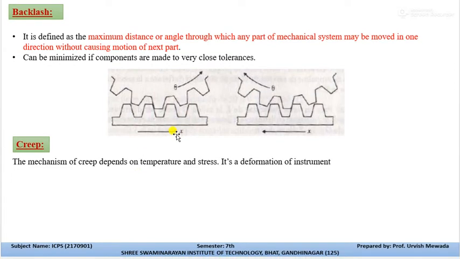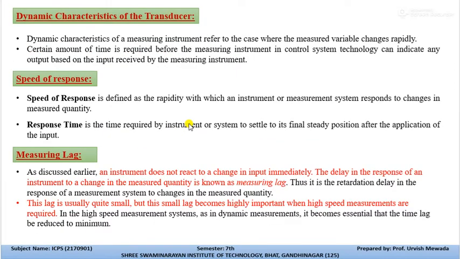Now we'll move towards the dynamic characteristics of the transducer. As I already explained, the dynamic characteristic measures values where the input is continuously changing. So that is called the dynamic response of the instrument. The dynamic characteristic of a measuring instrument actually refers to the measured variable changing continuously or rapidly. So that is called the dynamic response of the instrument.